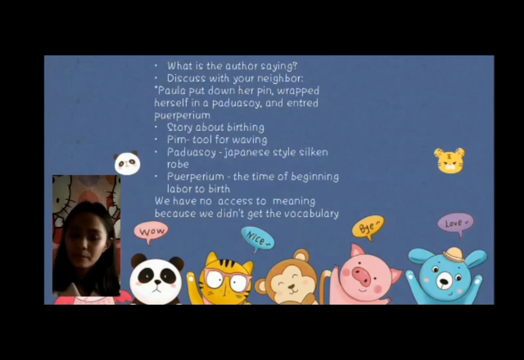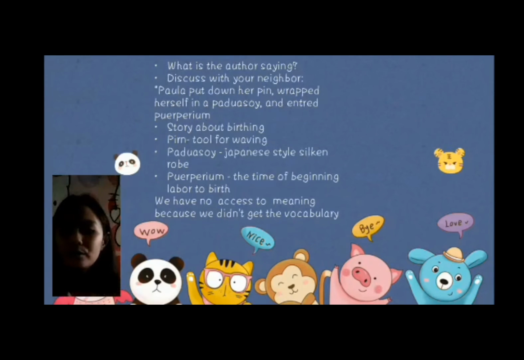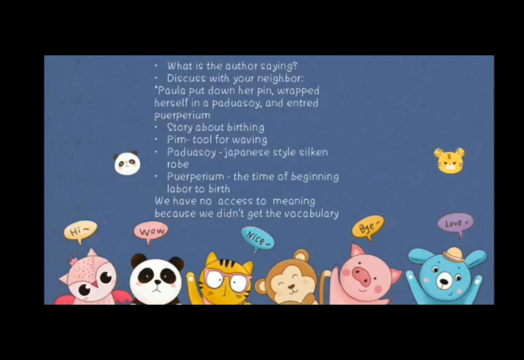So this story is about birthing. Fern means tools for weaving, padwasoy means Japanese-style silken robe, and perpetuum means the time of beginning labor to birth. It is said that we have no access to meaning because we didn't get the vocabulary. So, if the students know a word and its meaning, it becomes a part of their vocabulary.